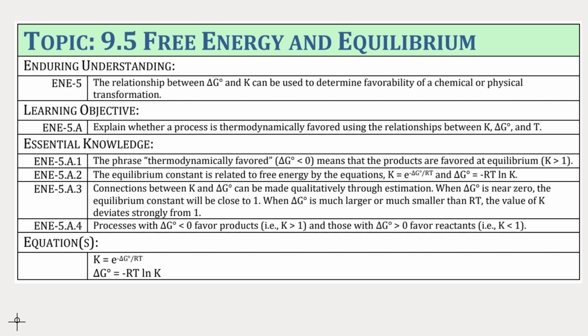So your objective is to be able to explain whether a process is thermodynamically favored using relationships between K, delta G standard, and also T. So the essential knowledge is, keep an eye on this, please. Thermodynamically favored means your standard Gibbs free energy is less than 0, and that means products are favored at equilibrium, so K is going to be greater than 1. There are a couple of other equations you're going to have to know, so make sure you guys know that.